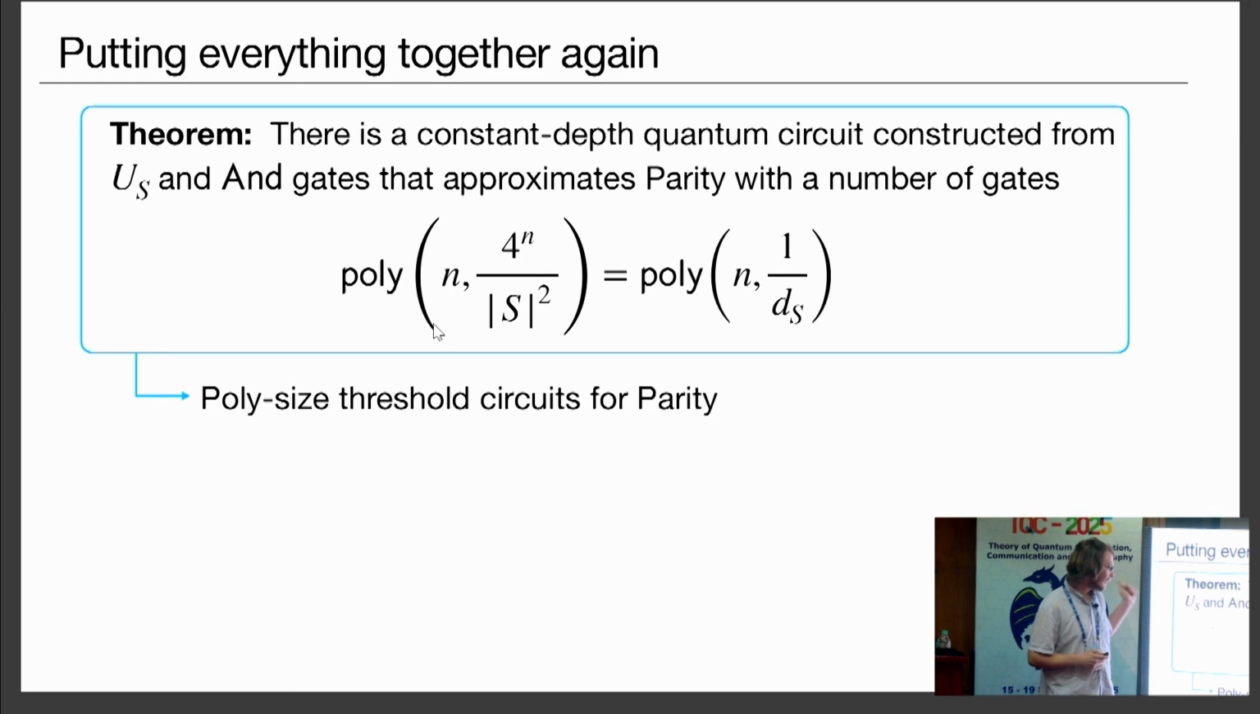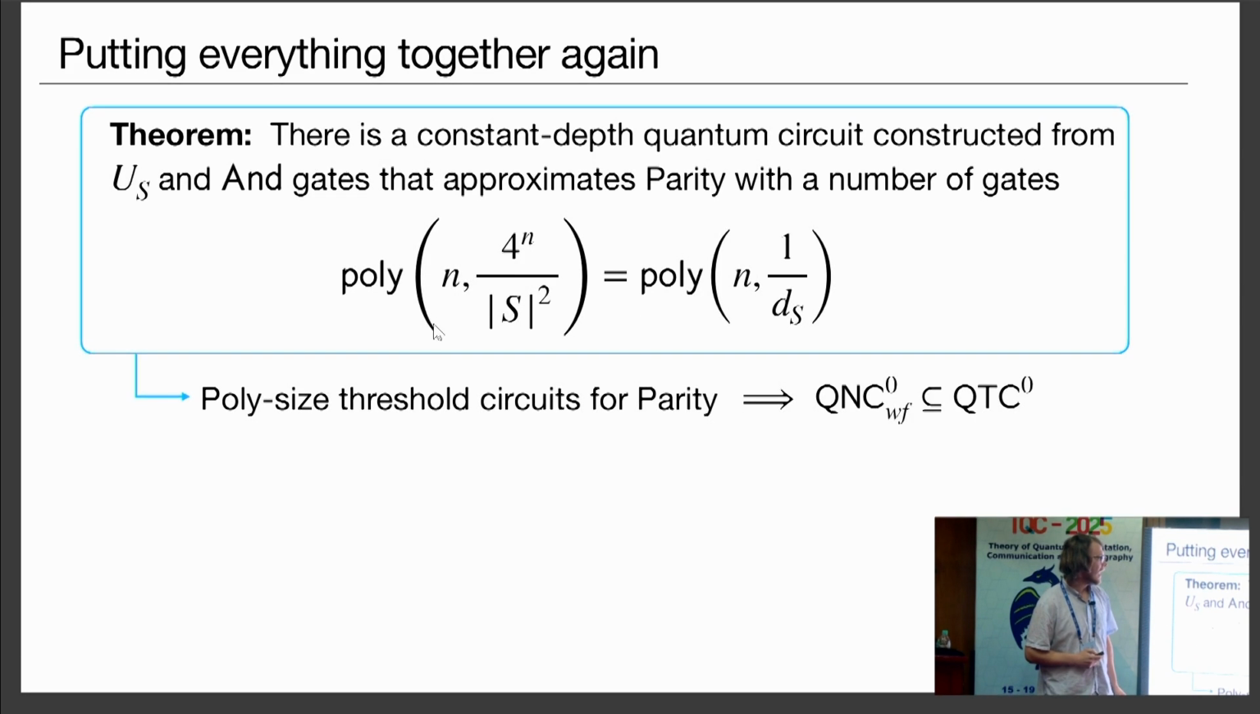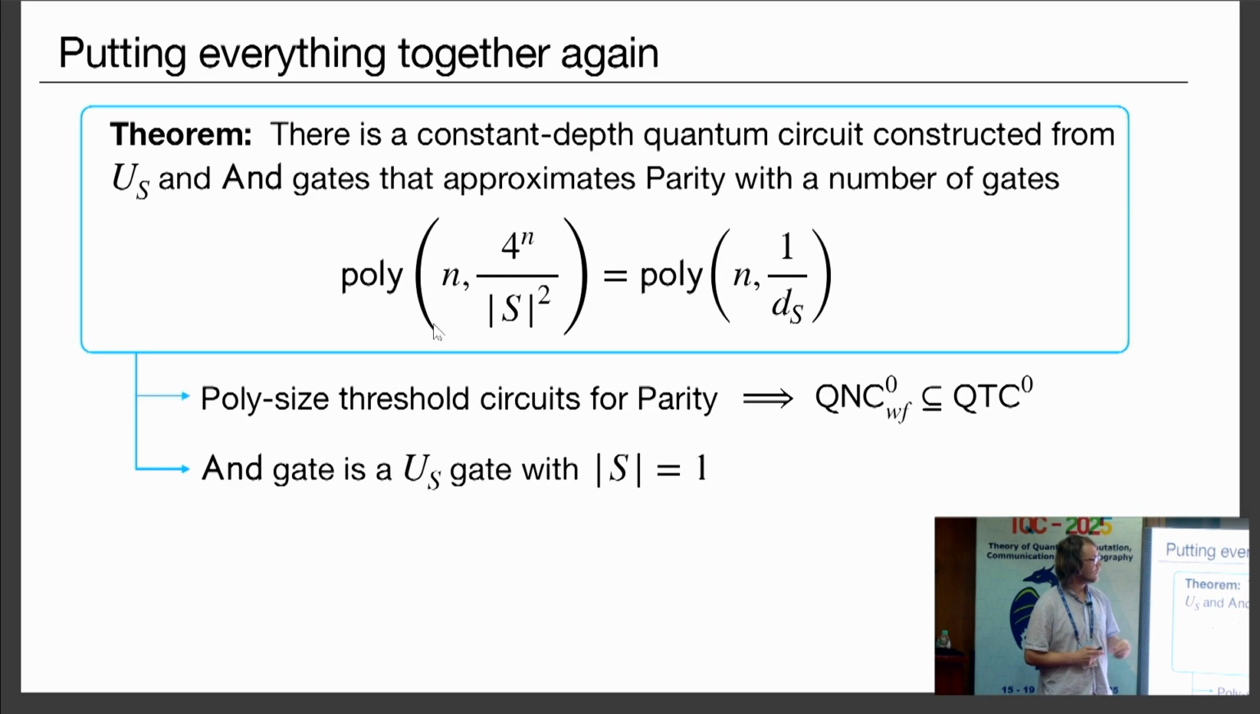Okay, and in particular, this gives you polynomial size quantum threshold circuits for parity and the circuit inclusion shown to the left here. The complexity class inclusion shown to the left here.